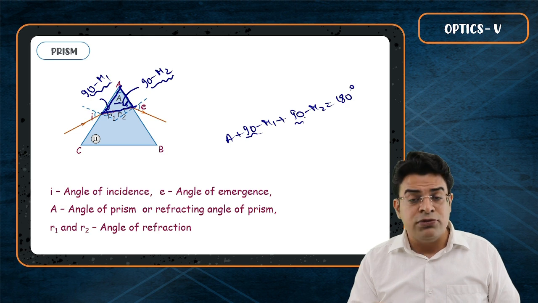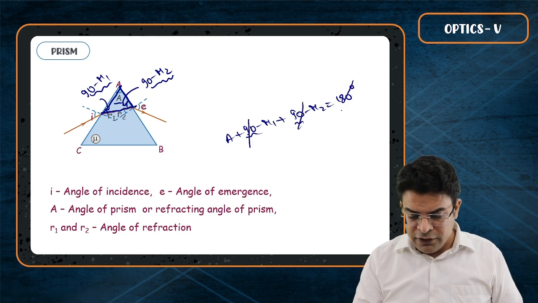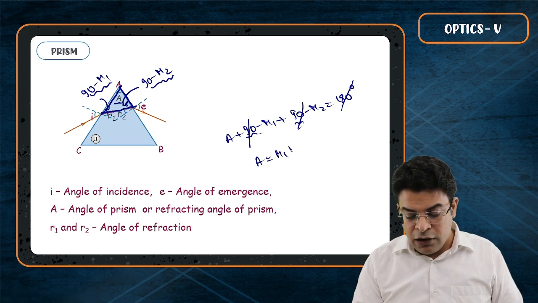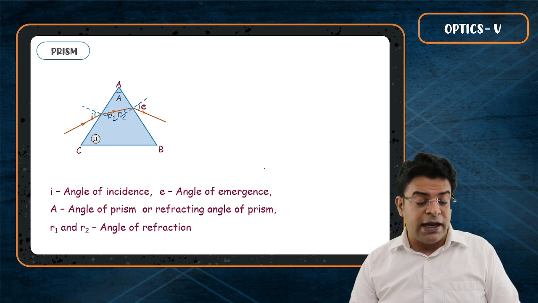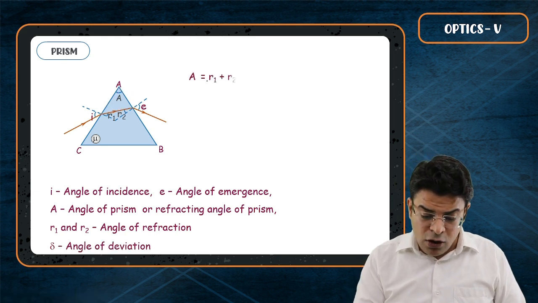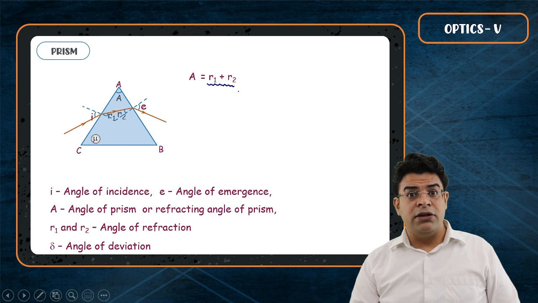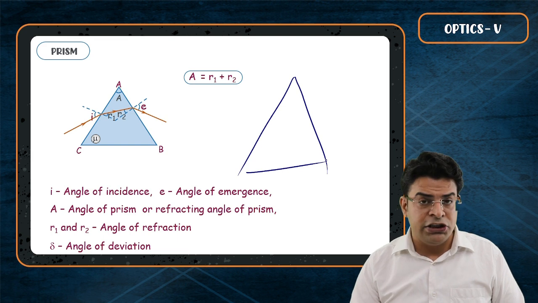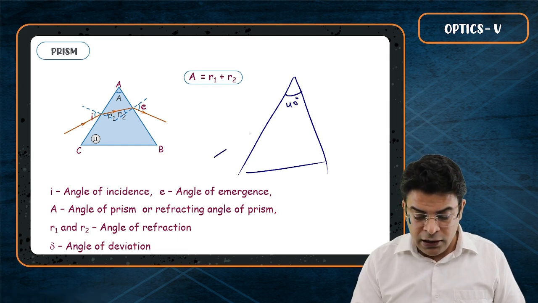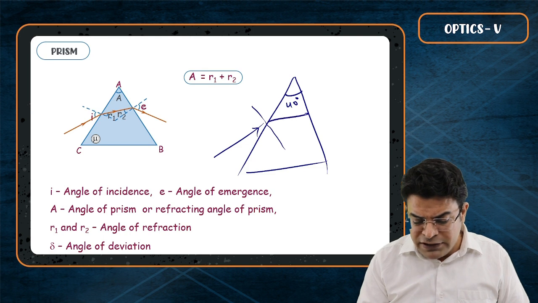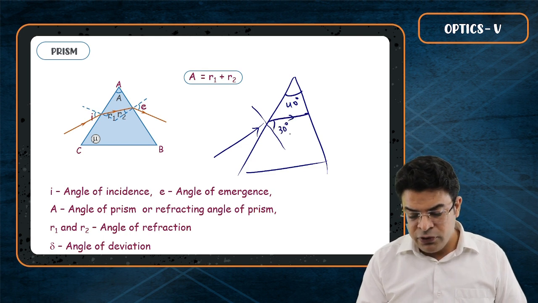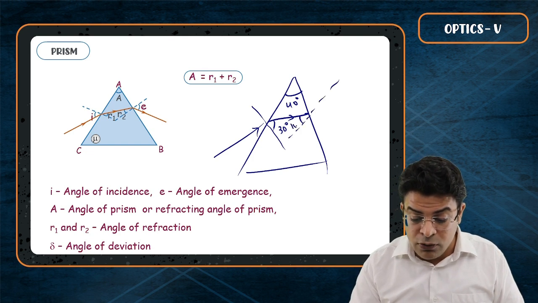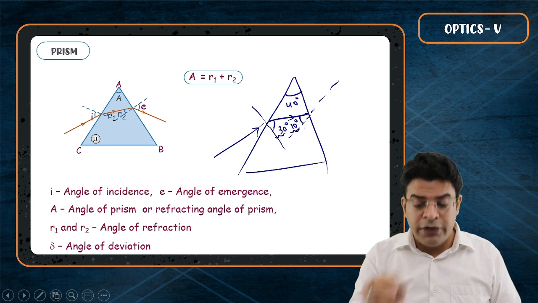90 plus 90 becomes 180. So on the left hand side you have got 180, right hand side you have got 180, they get cancelled. So what you get is A equals R1 plus R2, and this is one important thing that every child should know. So the sum of the internal refracting angles is nothing but equal to the apex angle. So let's say for one given condition, apex angle is 40 degree and a ray of light hits, and after the first refraction you get that this angle is 30 degree. Then I can say that the second angle of refraction must be equal to 10 degree because their sum has to be equal to the apex angle.